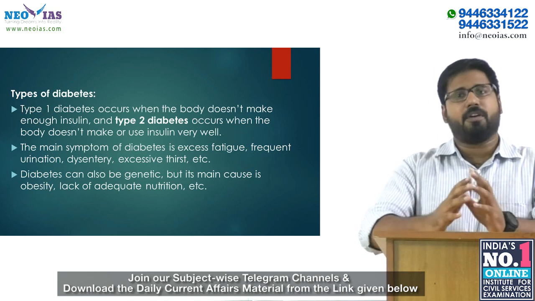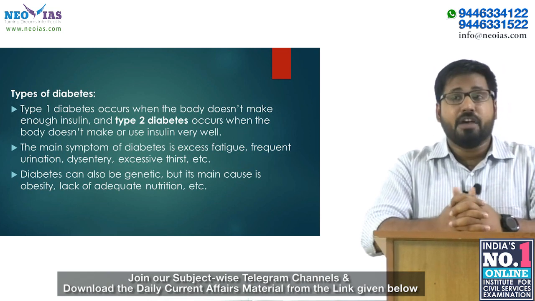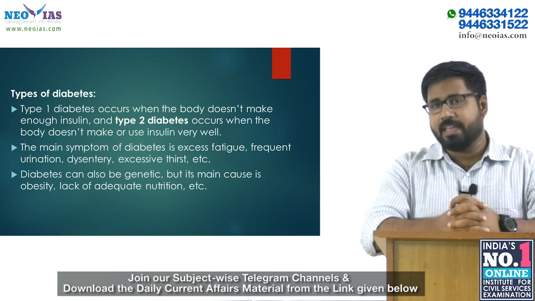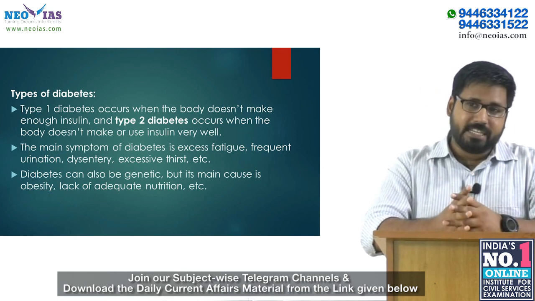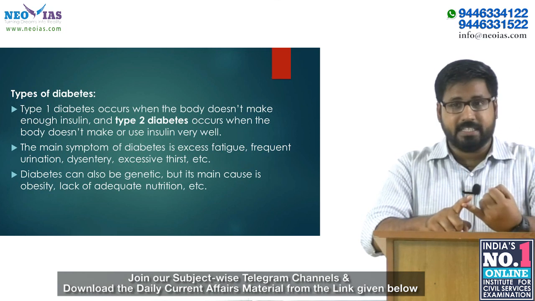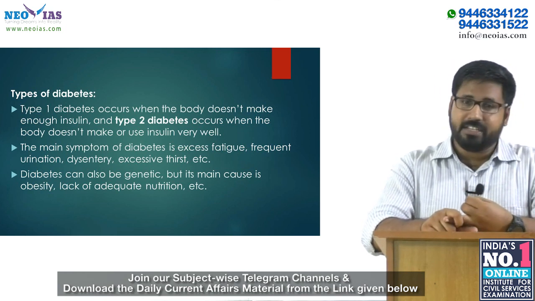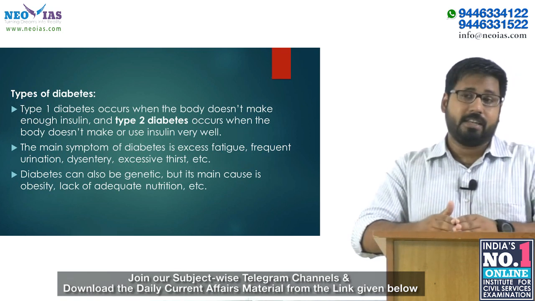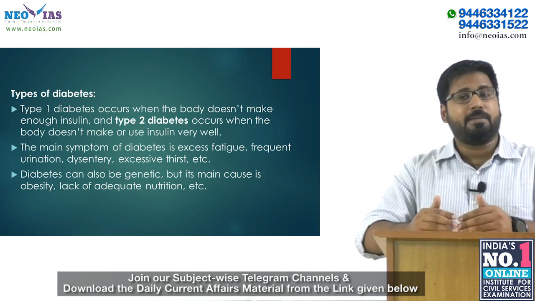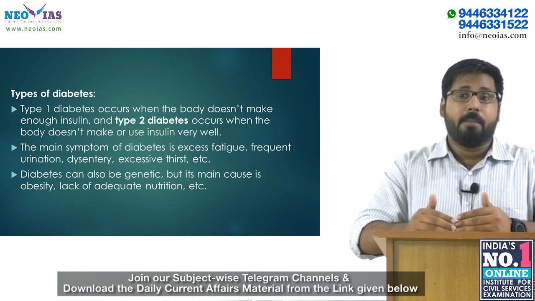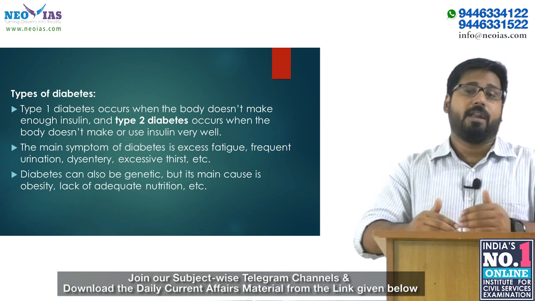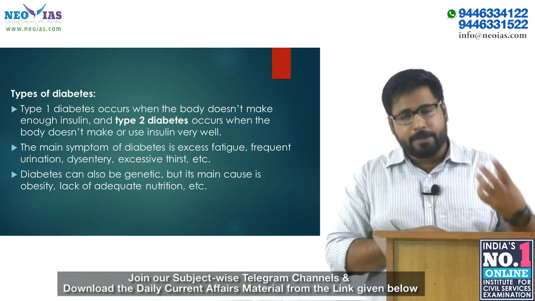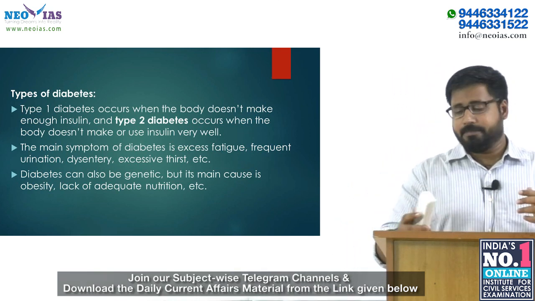The main symptoms of diabetes are excess fatigue, frequent urination, dysentery, excessive thirst, etc. Diabetes can also be genetic, but its main causes are obesity, lack of adequate nutrition, etc. Now, people with type 1 diabetes require insulin. People with type 2 diabetes can be treated with oral medication, but may also require insulin, blood pressure control, and foot care. So these are the ways in which type 1 and type 2 diabetes can be treated.